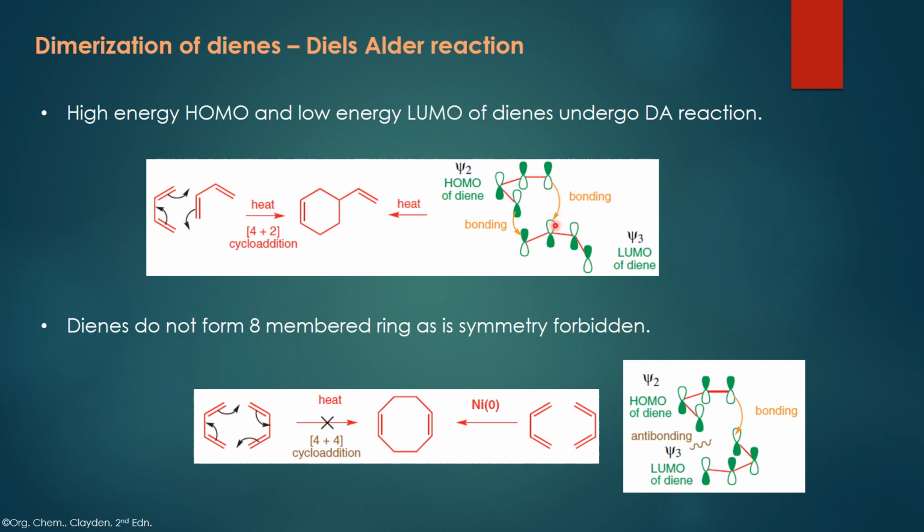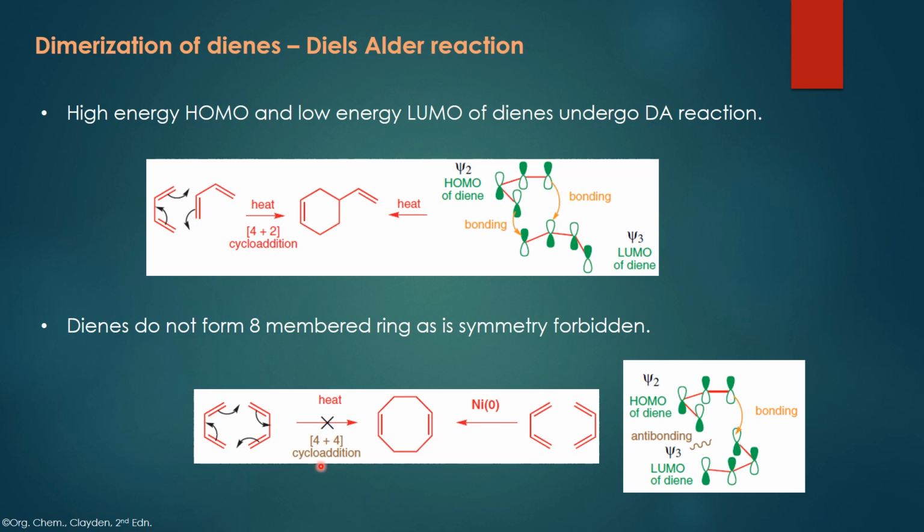When they both interact, we can see that both sides give a bonding interaction. So this reaction is favored. A 4+2 cycloaddition is favored to get this product. So we know that dimerization of diene occurs via a 4+2 cycloaddition under thermal condition.